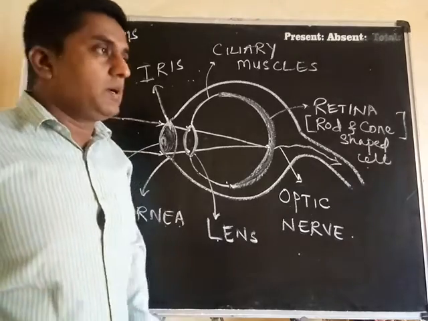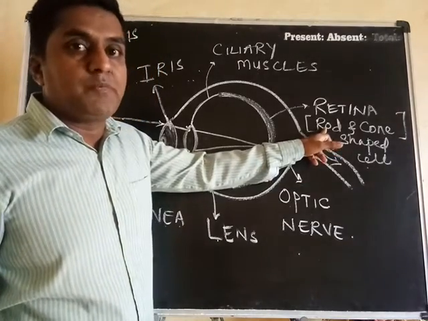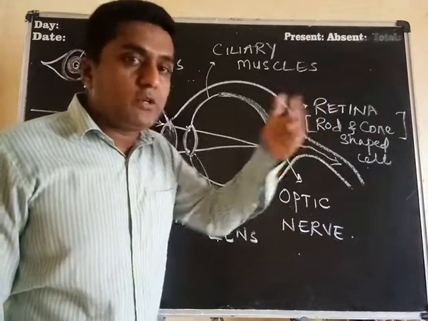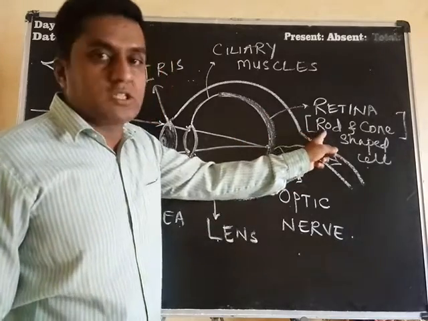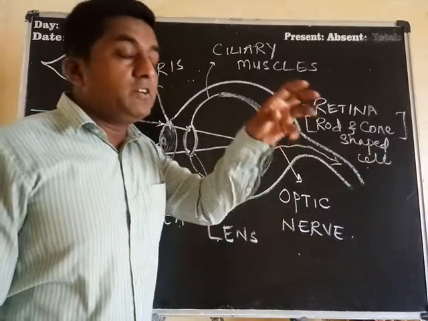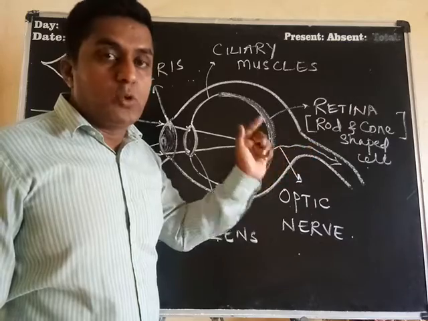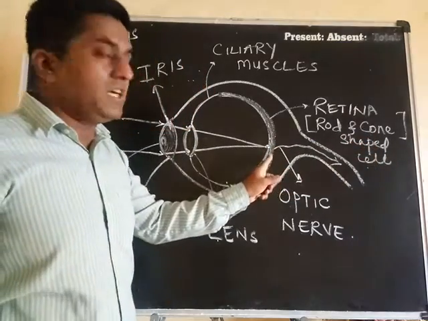Now what is the function of the rod cell? The rod cell has the function of detecting brightness, whether it is bright or not. That brightness is detected by the rod cells of the retina. And what is the use of cone shaped cells? To identify the color. We can see this whole beautiful world around us only because of cone shaped cells which are present in the retina.